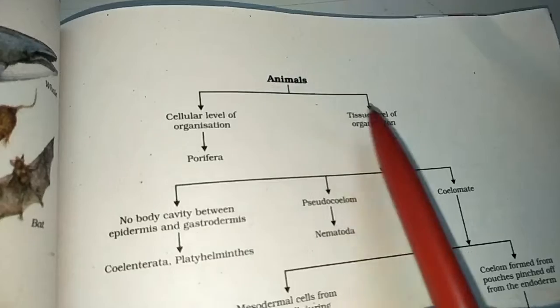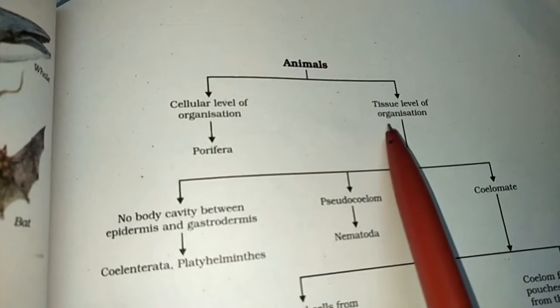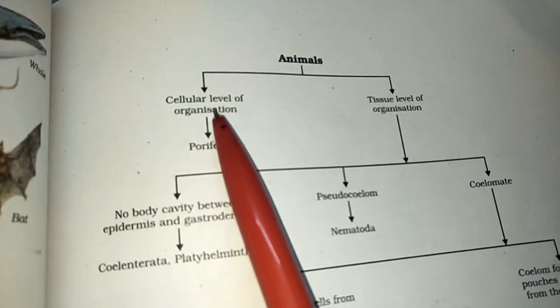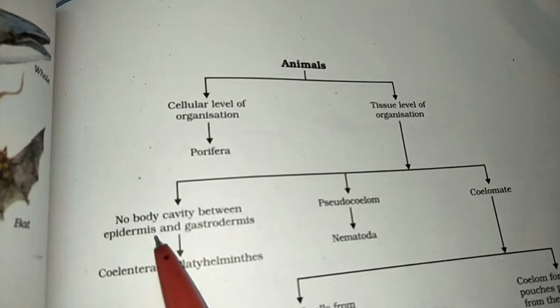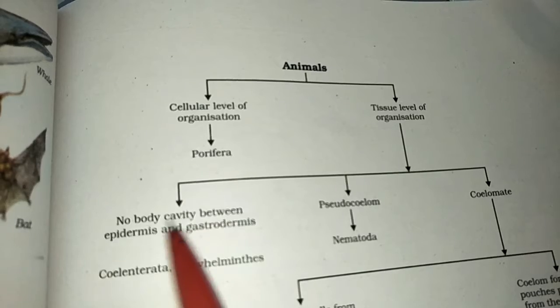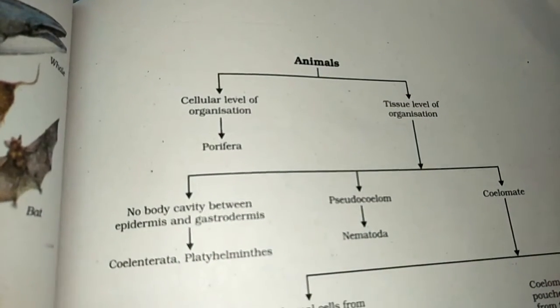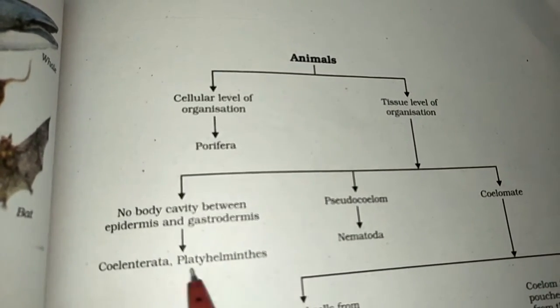Now we go to the next one, that is tissue level of organization. That means from here you have tissues formed. Till here we had only single cells, now we have tissue. Now in this tissue, the first class has no body cavity, that is no central cavity in these animals. So today we are going to study two classes of animals, that is Coelenterata and Platyhelminthes.